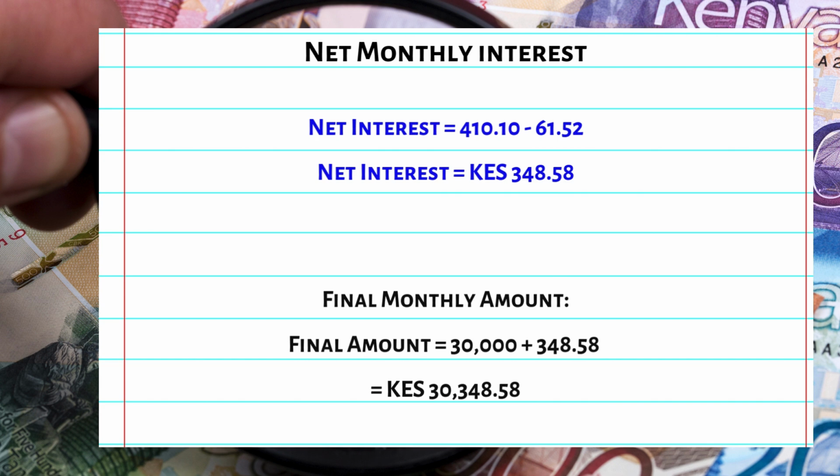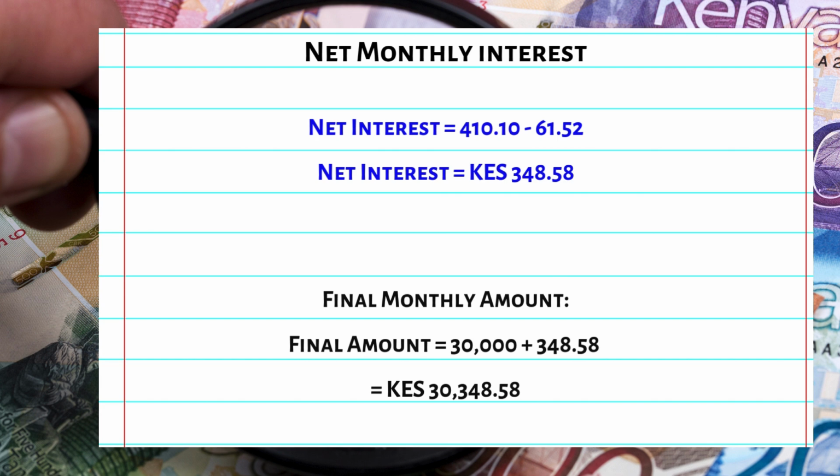And then the final amount in your account for that month will be 30,348.58 Kenya shillings. Remember, we used the formula for daily compounding, so we have factored in daily compounding. You need to check if the money market fund that you're investing in does daily compounding or monthly compounding. If it does monthly compounding, the yearly returns and also the monthly returns will be a little bit different, but close to that. So this gives you an idea of how much you're going to be getting if you invested in a money market fund.